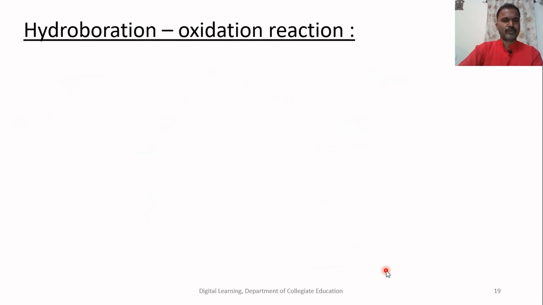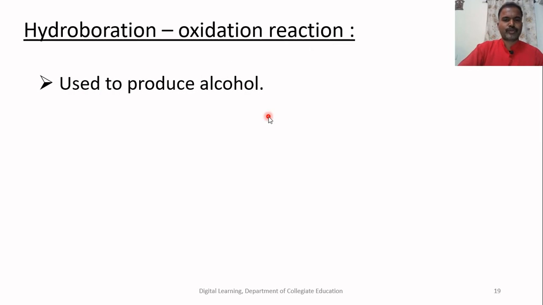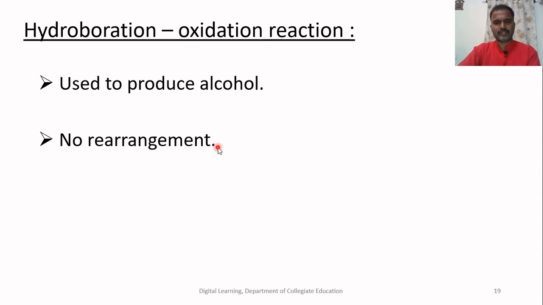Now consider one more interesting reaction, the hydroboration oxidation reaction. It is also used to produce alcohol. This reaction also does not involve a rearrangement as there is no formation of a carbocation during the reaction.